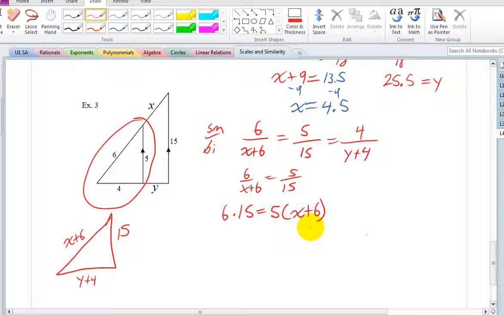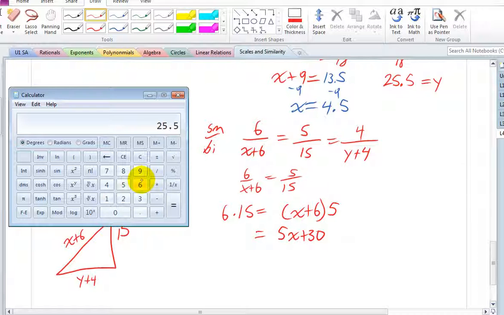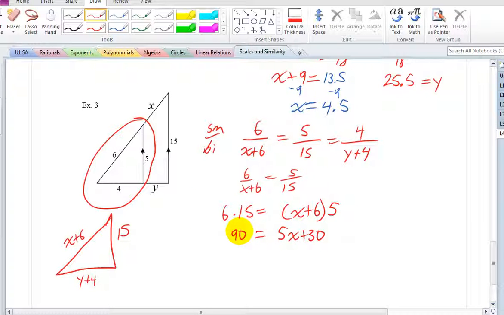So, 6 times 15 equals 5 times x plus 6. It doesn't matter if I put the 5 at the front or the back. It doesn't matter one bit. When you multiply it out, you're still going to get 5x plus 30. 6 times 15 is 90. Okay, so then you can solve for x. Similar idea with y. Cross multiply, remember your brackets.